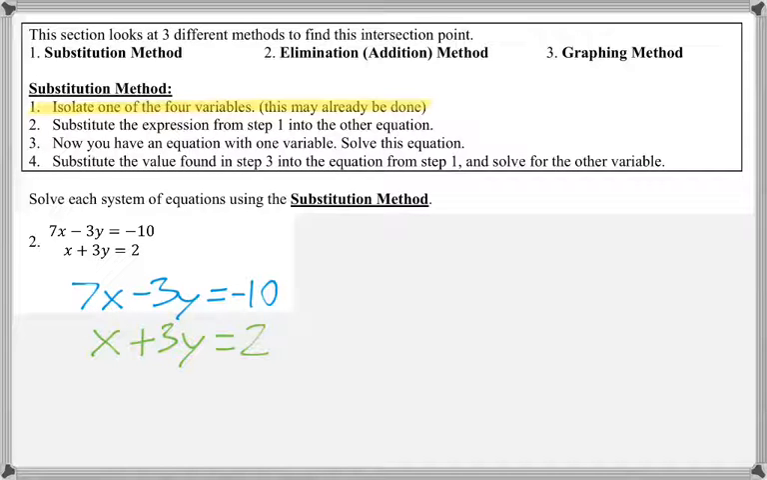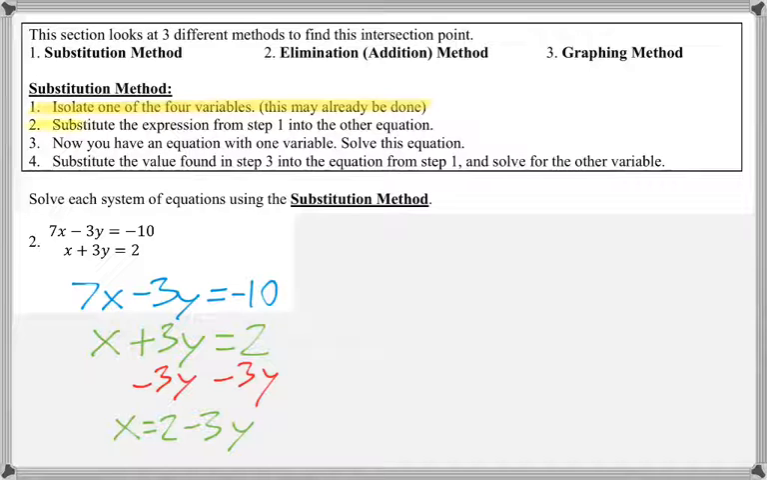And I'm actually going to choose to isolate the bottom x because it doesn't have any number in front of it. So all the other 3 variables all have coefficients in front of them, which means that at some point you would have to divide by those numbers. So that would just make it more work. So I'm going to isolate for the bottom x, which means I need to subtract 3y from both sides. And x is equal to 2 minus 3y.